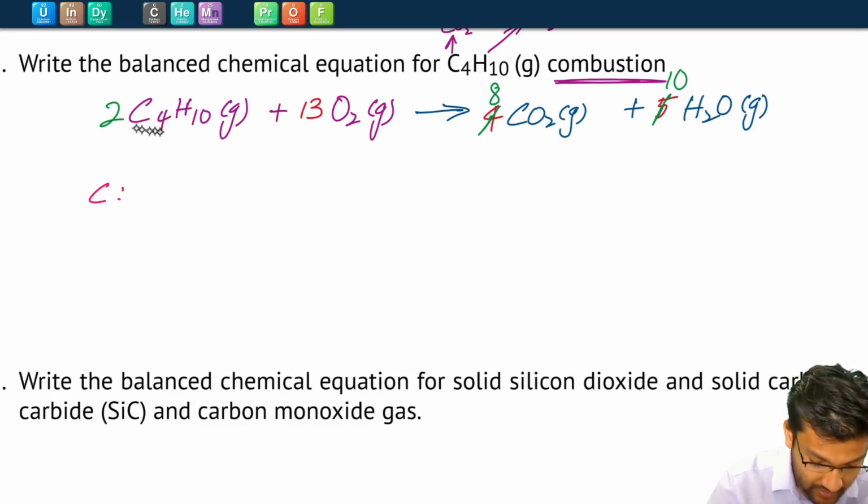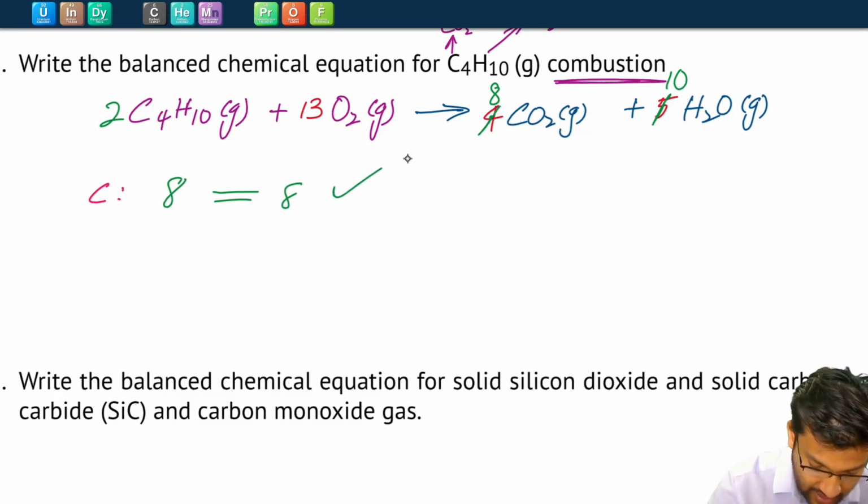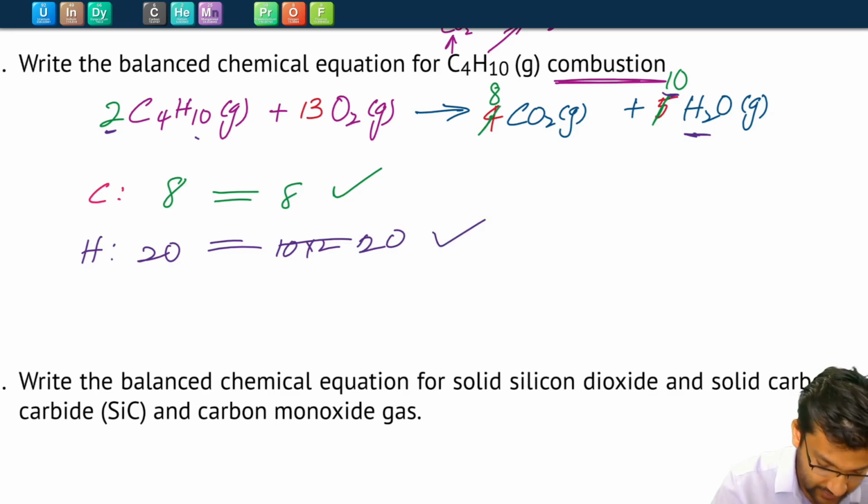Let's start with carbon. On the left-hand side, we have 2 times 4, we have 8. And on the right-hand side, we have 8 here and nothing else here, so our carbon's balanced. Let's check our hydrogens. Here we have 2 times 10, which is 20 on the left-hand side, and on the right-hand side, we have 10 times 2 from the water, which is also 20. So that's balanced.